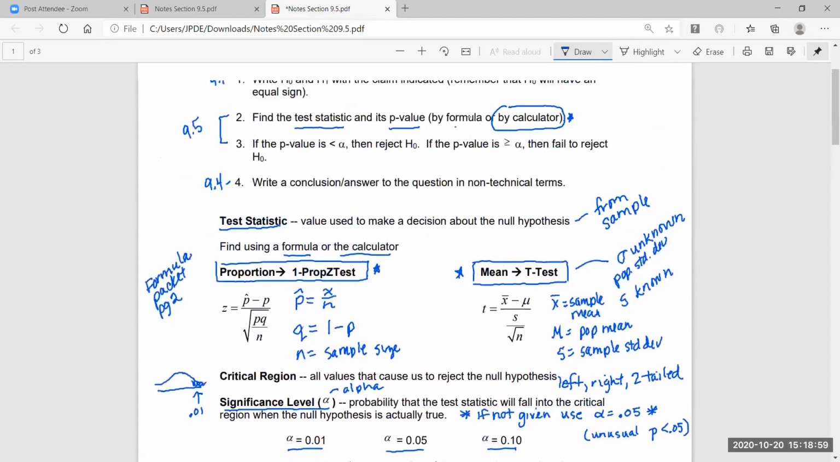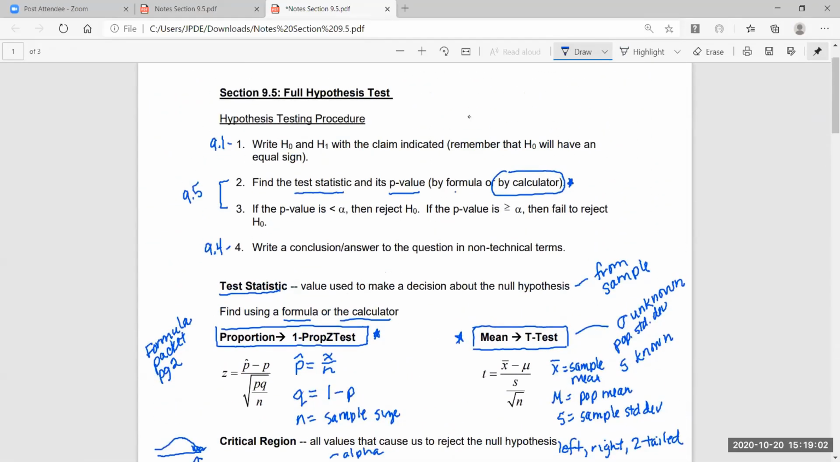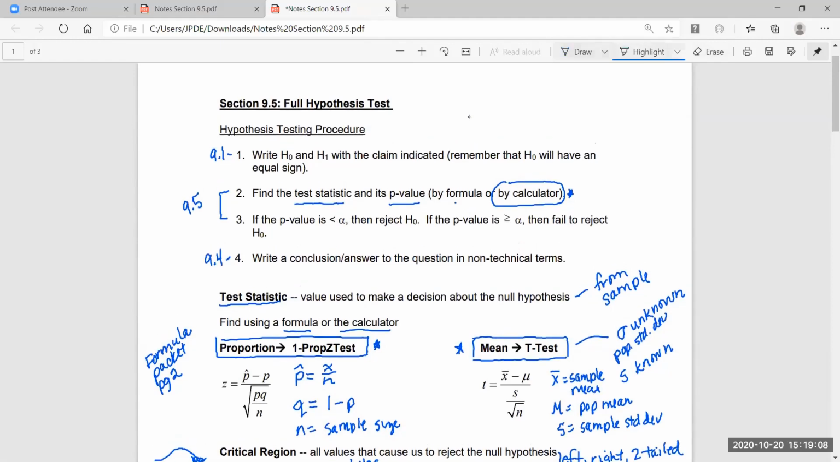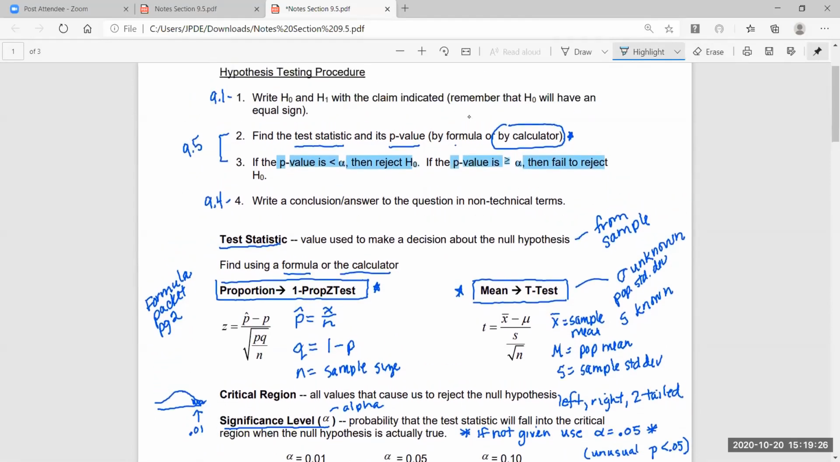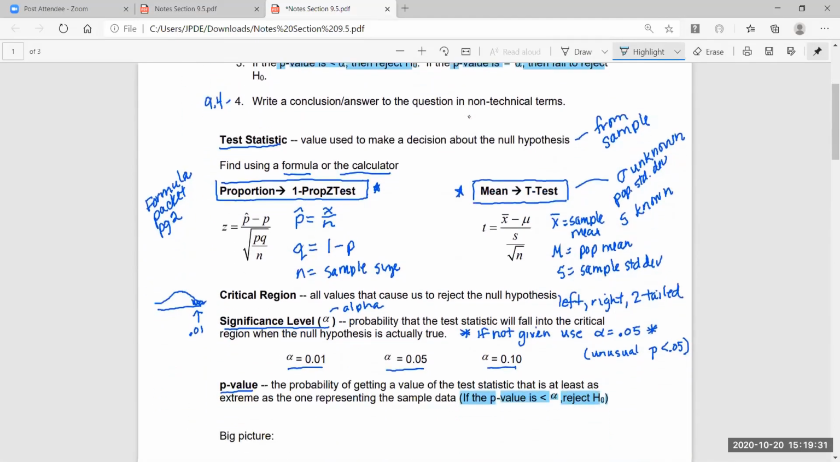And if we go back up to this list, if the p-value is less than alpha, reject. If the p-value is greater than or equal to alpha, then fail to reject. Typically, your p-value, you're going to round to 4 places. So typically, it's either less than or greater than. It's very rare for that equal to come in.